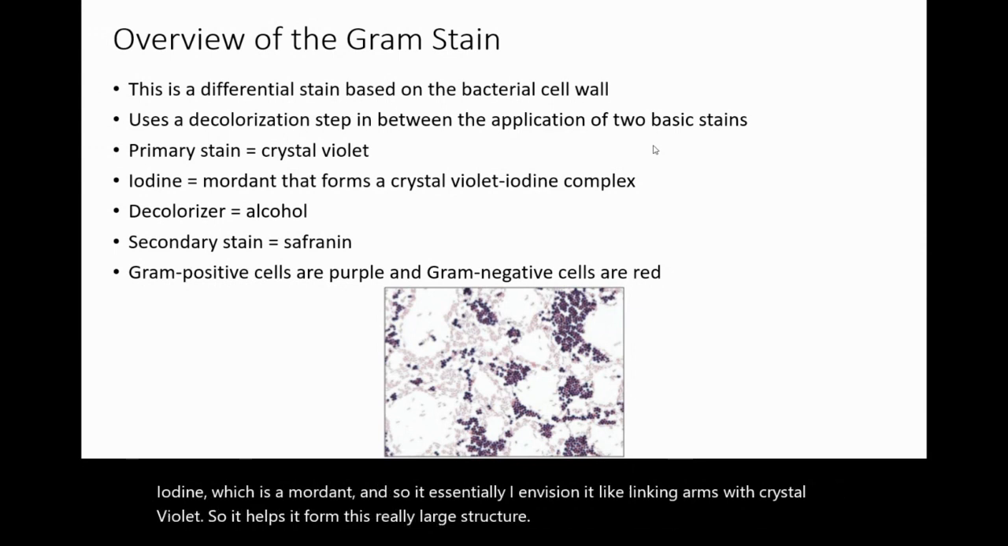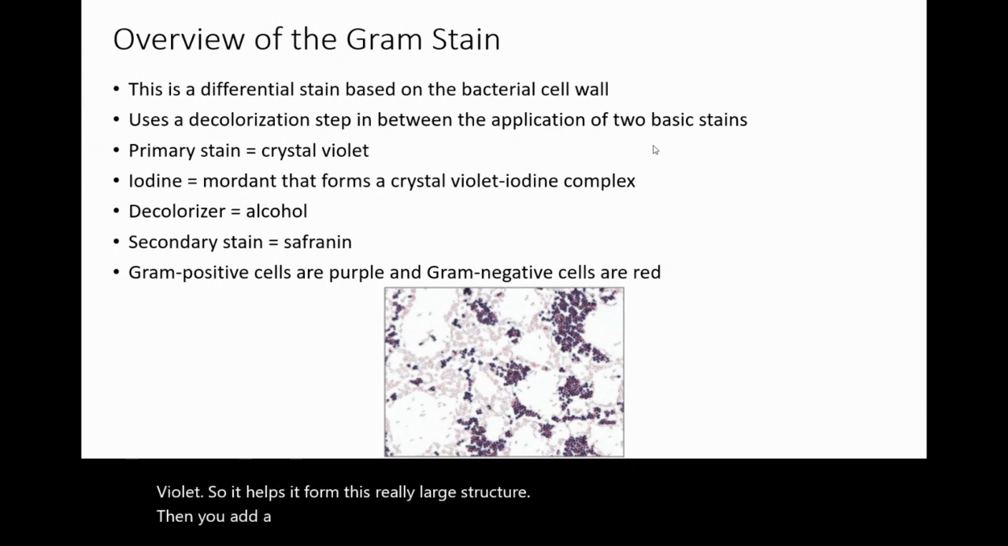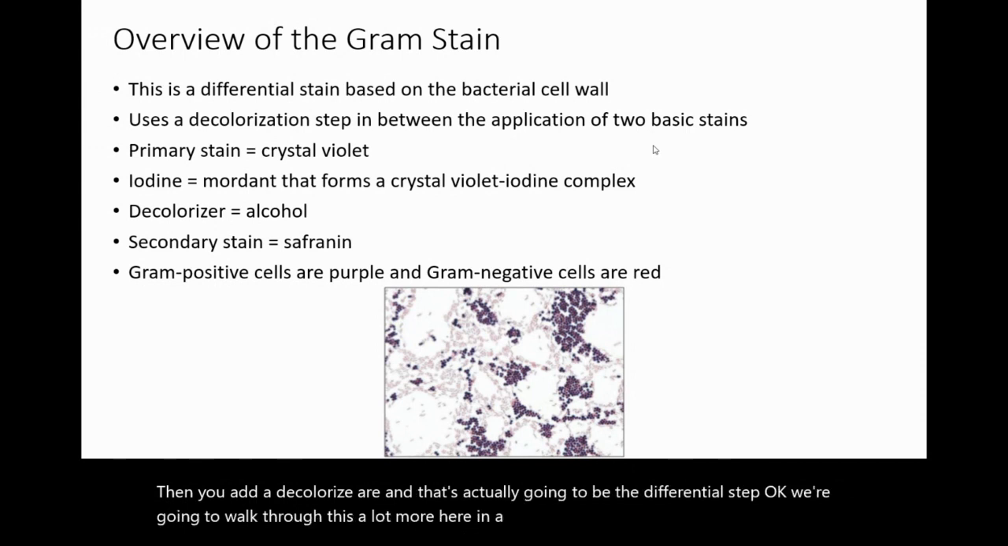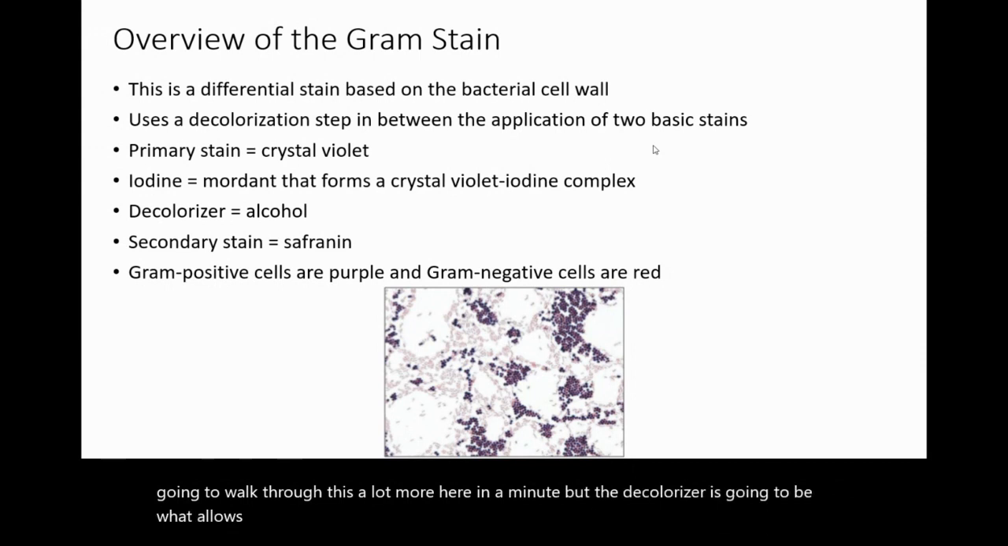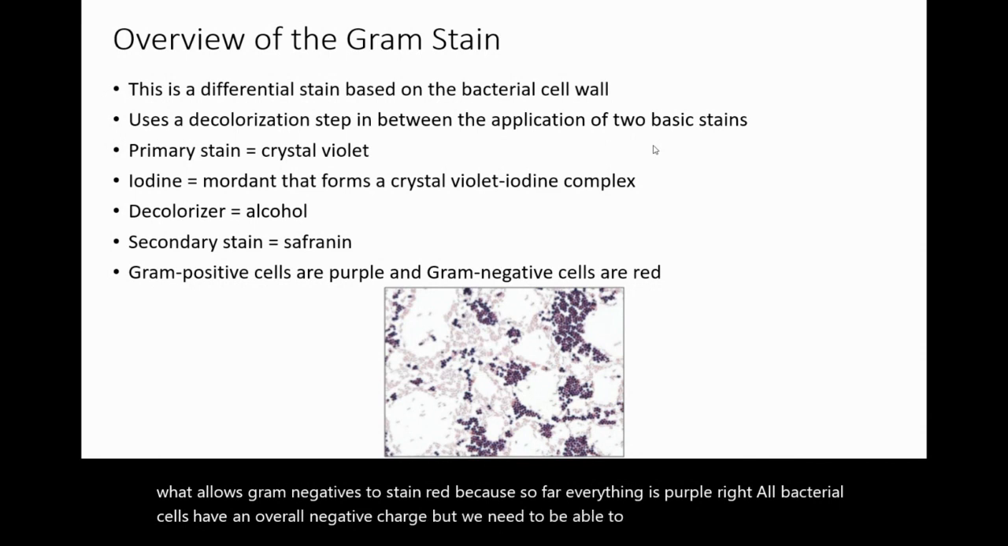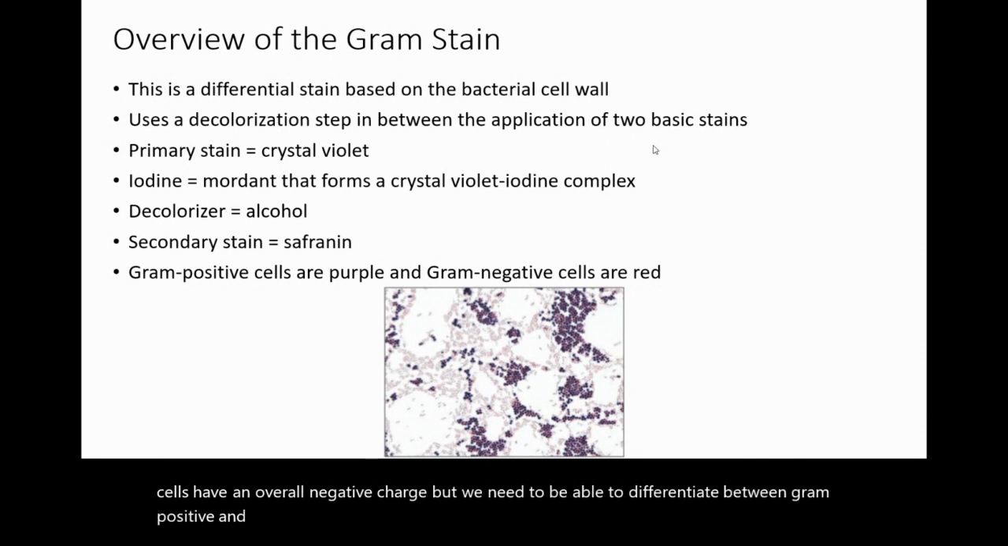Then you add a decolorizer, and that's actually going to be the differential step. We're going to walk through this a lot more here in a minute. But the decolorizer is going to be what allows gram negatives to stain red, because so far everything's purple, right? All bacterial cells have an overall negative charge, but we need to be able to differentiate between gram positive and negative, so we can't have everything be purple. So the decolorizer is going to essentially wash the purple away from gram negatives.